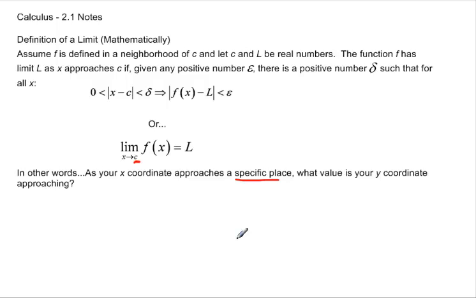It's that simple. Sometimes it doesn't quite happen that pretty, and we're going to look at some different examples of that. But we just want to know, with all of this limit stuff, as x approaches a specific place, what value is your y coordinate approaching?